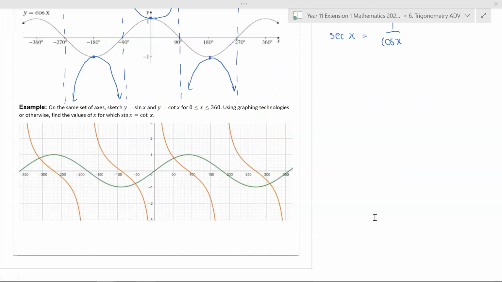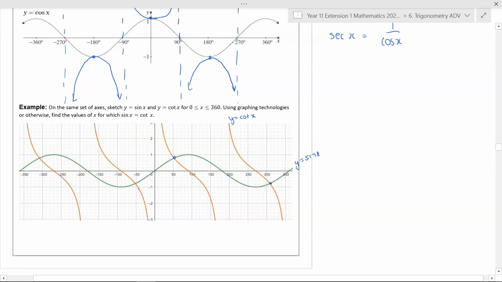Okay, so let's have a look at an example which I've used solving technology. On the same set of axes, we have y equals sine x and cot x. We haven't had a look at him yet, but we'll come back to that. So reciprocal tan, not quite as fun as sine and cos. Use graphing techniques or otherwise to find when sine equals cos. This is just their point of intersection.